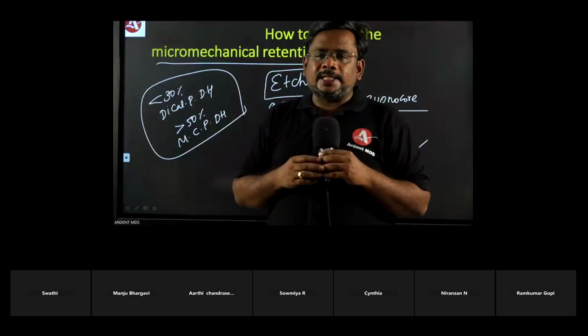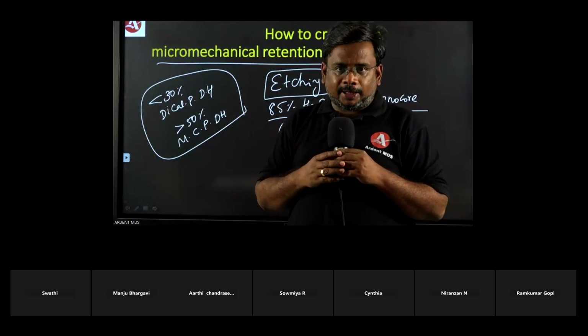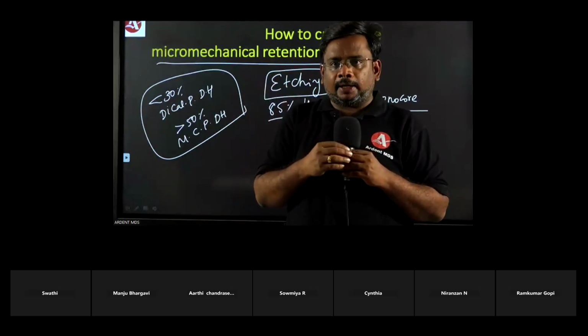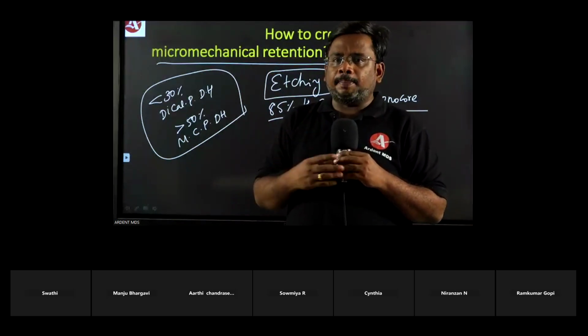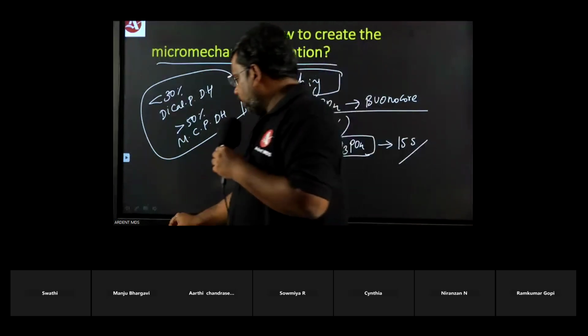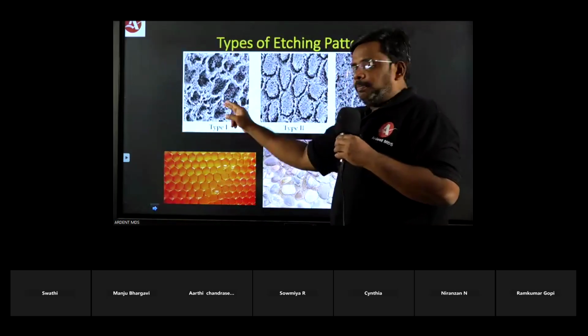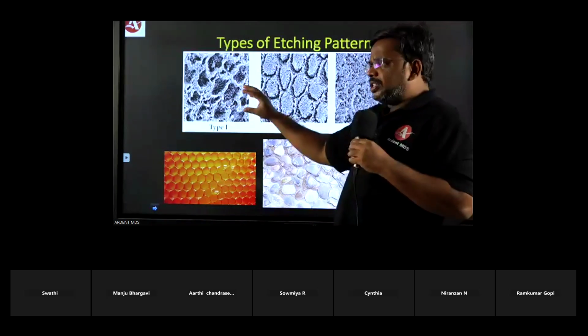These porosities, when you see them in the SEM, that is scanning electron microscopy, will create three types of etching pattern. Again, one of the frequently asked questions in your NEET exam in operative dentistry part. So what are the three types of etching pattern? Type 1, type 2, and type 3. So what is this type 1?